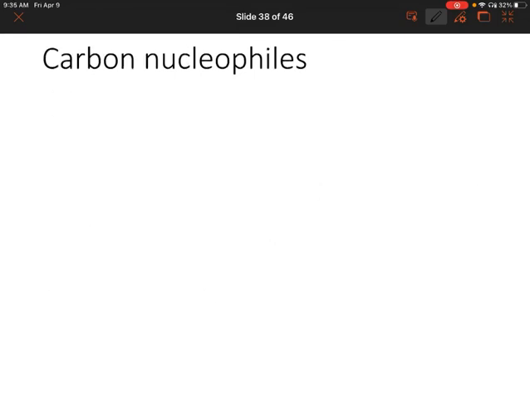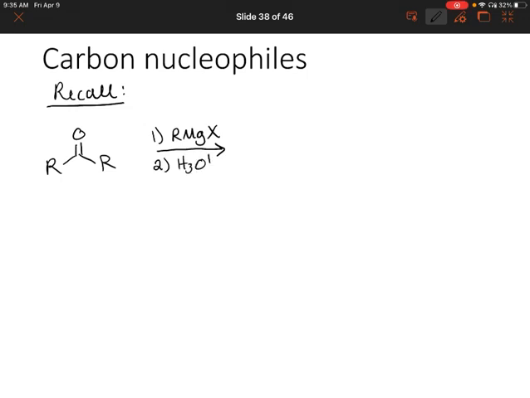So let's now talk about carbon nucleophiles. This is also review. These are reactions we've seen before. So if you have a ketone, for instance, one nucleophile that you can use is a Grignard reagent. And the Grignard reagent is going to add whatever alkyl group you have there to your ketone or aldehyde, and that's going to create an alcohol. And this will be a tertiary alcohol.